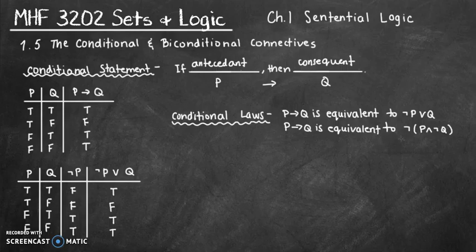The second one might not seem as obvious at first, but look at what happens when we apply De Morgan's law. Then we get this, and by double negation law, we have not P or Q. So again, notice how these turn out to actually be equivalent forms because of De Morgan's law and then the double negation law.